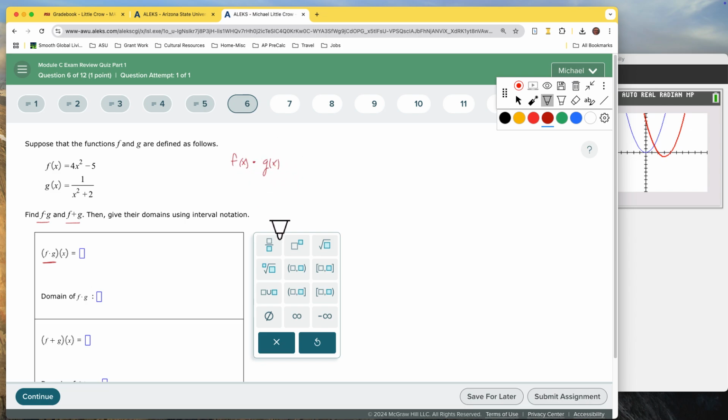One way of doing multiplication, since notice in our tools here we don't have any multiplication symbol, I guess the best way to do this is just go with 4x squared minus 5 times the g function. Let's do a little different colors. 1 over x squared plus 2. And we can actually put this up in the numerator. Now, this is a correct answer, but we can also write it as, take the 4x squared minus 5, think of it as being in the numerator, and so we can put that up there in the numerator.